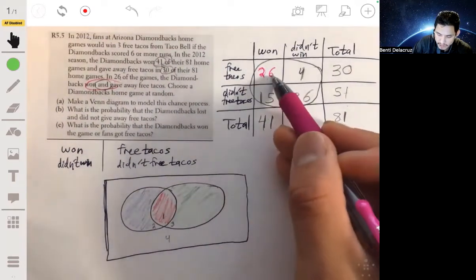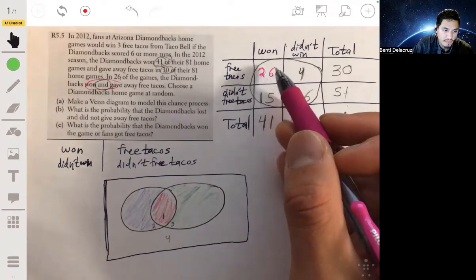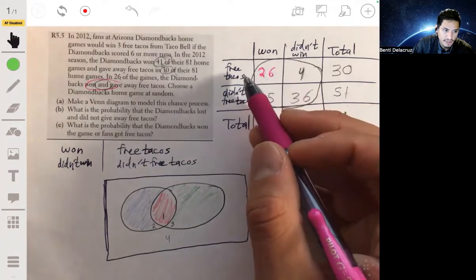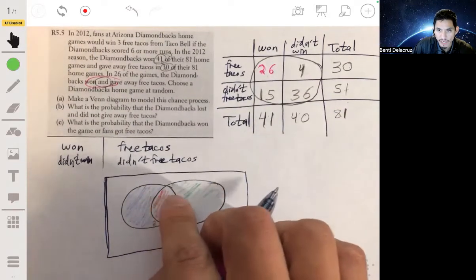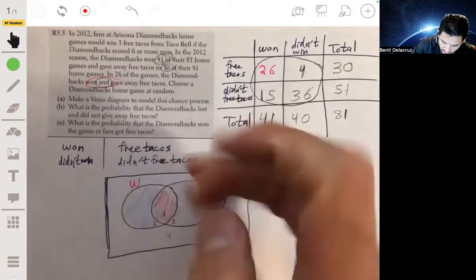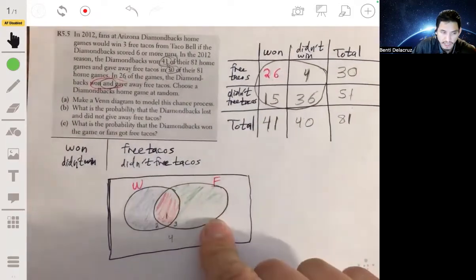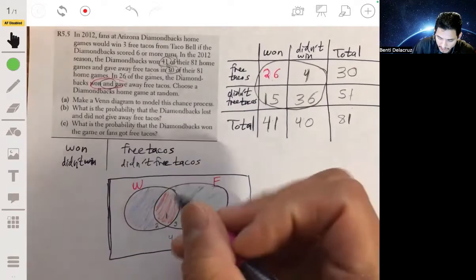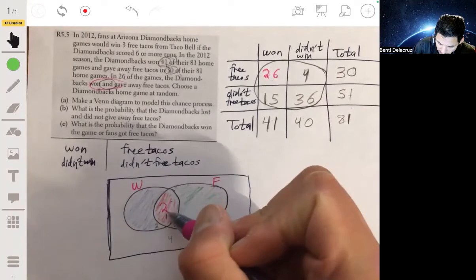So the 26 is the easiest to start with because that represents where they both intersect, where they won and they got free tacos. Now, it doesn't really matter which one you label the win or the free tacos. Let's just put this entire oval represents winning. This big oval represents getting free tacos. So winning and getting free tacos would be this part here, and you would put that 26 there.